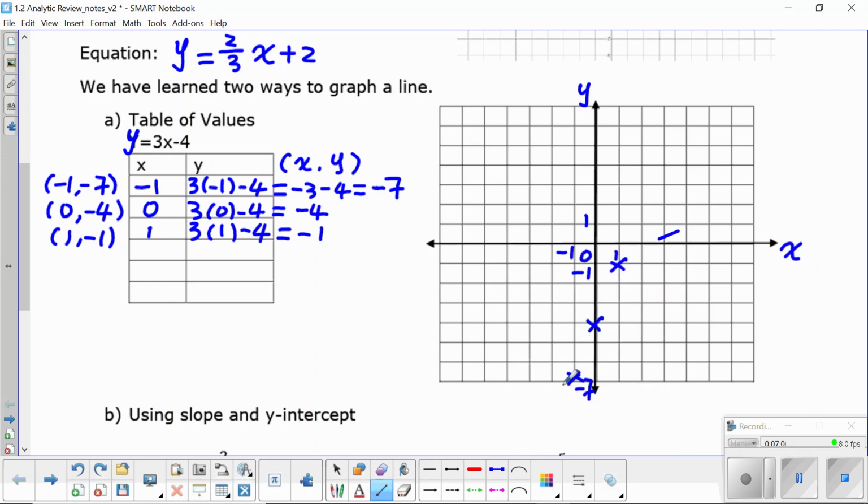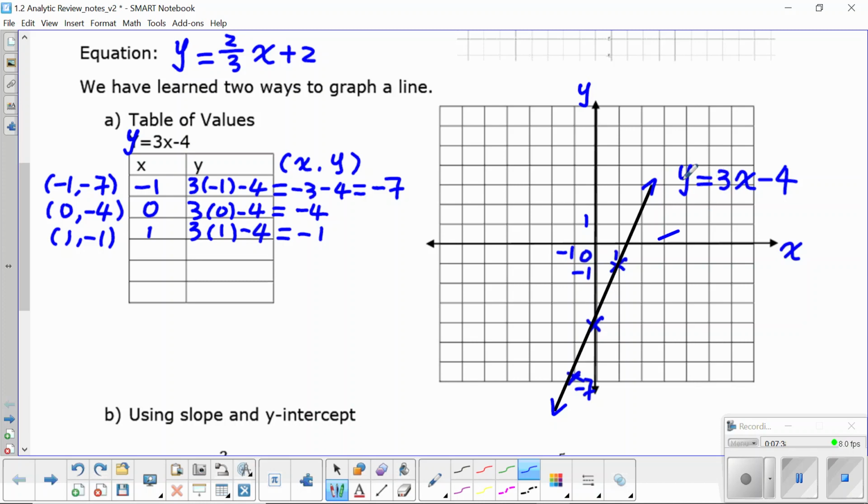Then you are going to graph a line. You connect the 3 points together, and don't forget to put arrows at both ends. It represents that the graph keeps going. Then if you have more than one graph on the given grid, you need to label the line with an equation. So this is how you use a table of values to do the graphing.